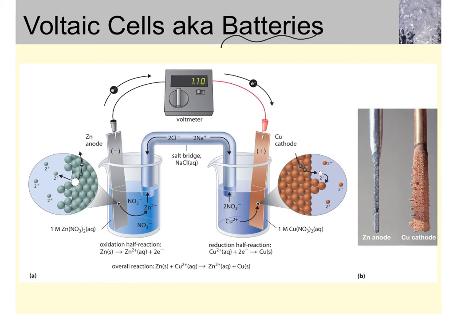So I'll walk you through these step by step, but in general, any type of battery involves a redox reaction where electrons are transferred from one substance to another substance. And in the meantime, for spontaneous redox reactions, there is energy released, and we harness that energy in the form of batteries.